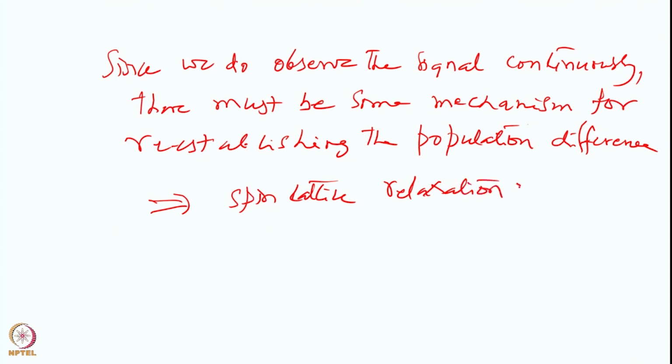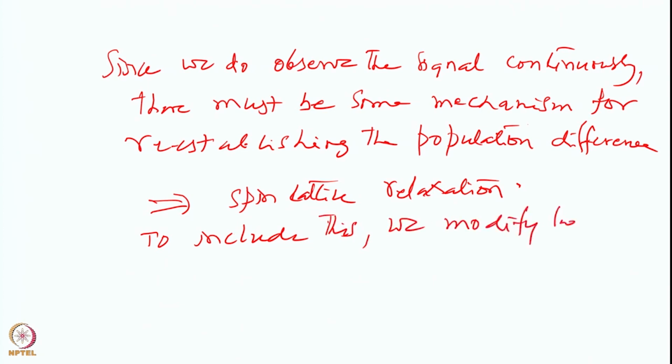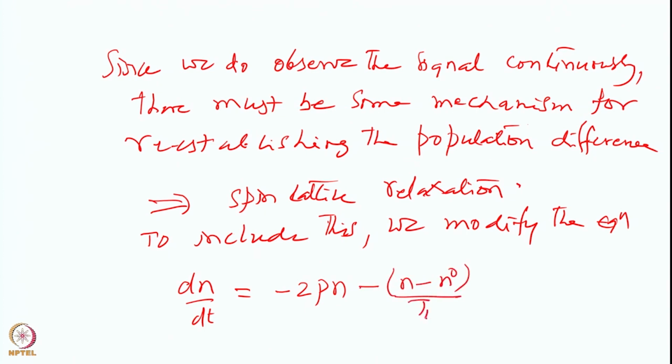Therefore, we will have to modify our equation to include this. We modify the equation as dN by dt is equal to minus 2pn, this was the original we had. Then we have this other term which is n minus n naught divided by T1.